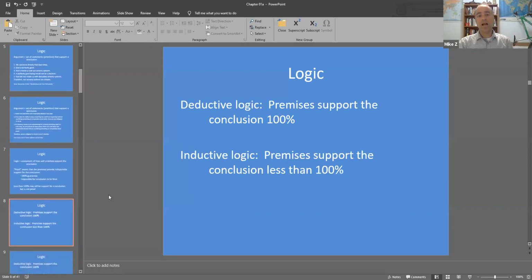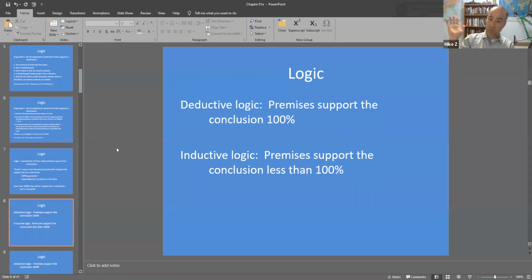Okay, so if we're talking about arguments that do establish 100% proof of their conclusions, then we're talking about deductive logic. That's what deductive logic does: when it's done properly, it's set up such that the conclusion is 100% guaranteed by the premises. However, if we're dealing with an argument that doesn't quite do that, that maybe supports the conclusion, but not all the way to 100% guaranteeing it, then that's inductive logic. That's where inductive logic plays a role.